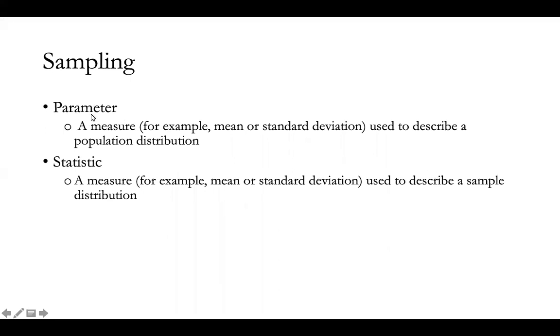So a parameter versus a statistic. A parameter is a measure that we use to describe a population distribution. It could be the mean or the standard deviation, but only if we know all cases in our study. If we have a sample, a subset of people, we can still calculate mean and standard deviation, but we call that a statistic. We use a statistic to be a measure that we use to describe a sample distribution.